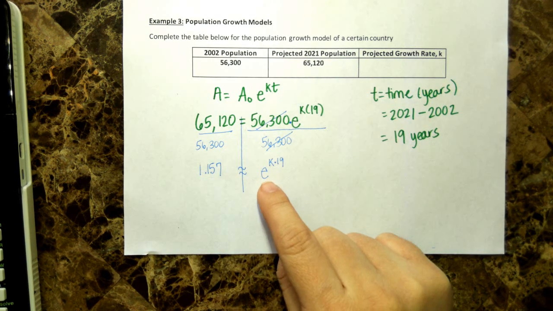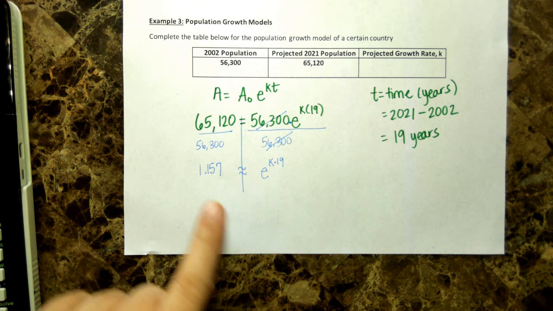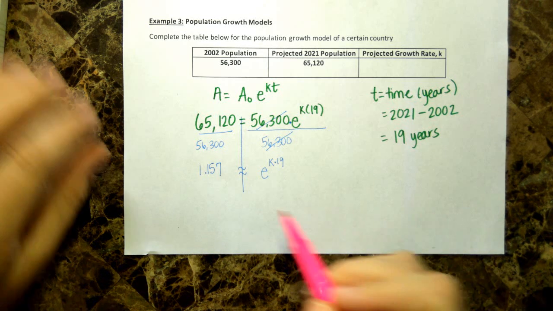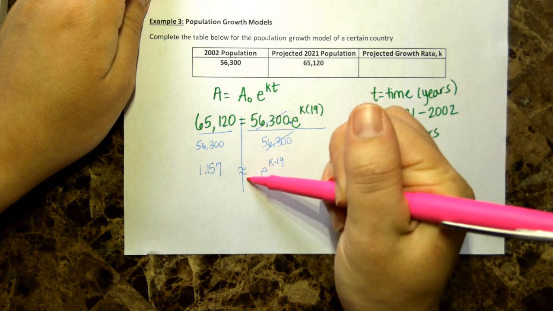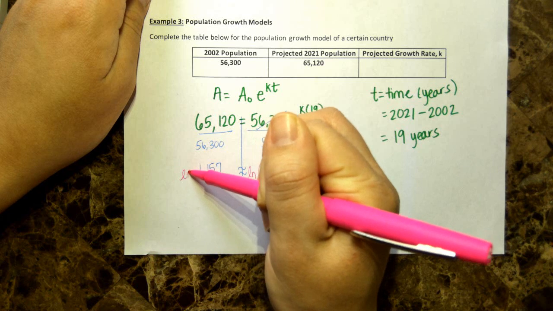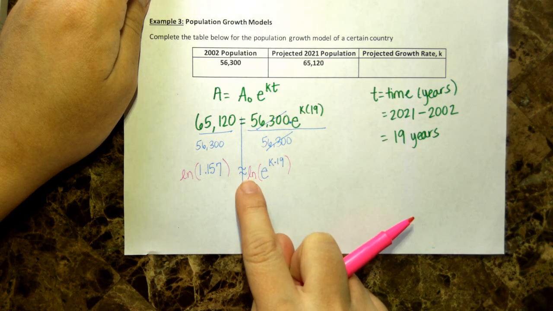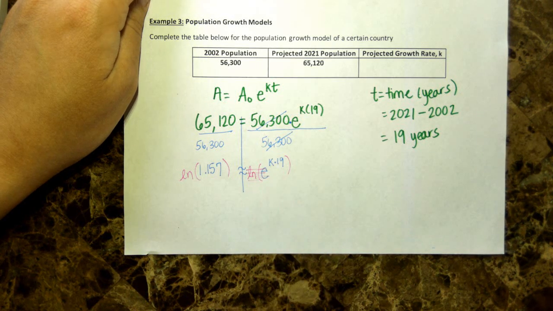All right, I want to get rid of this base e. This is not e being multiplied, it's e raised to the power of k times 19. You can convert this to log form, or another way to do it, and I think it's simpler, is anytime you want to get rid of a base e, the inverse operation is just natural log. So I can take the natural log as long as I do it to both sides of the equation. And what that does, it cancels out. Natural log of e, their inverse operation, so essentially it just cancels out.